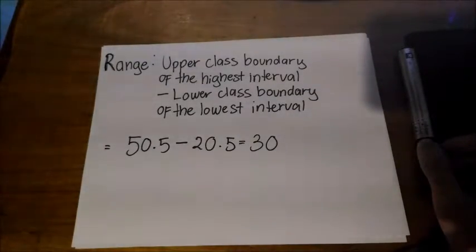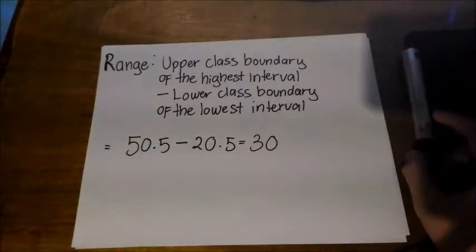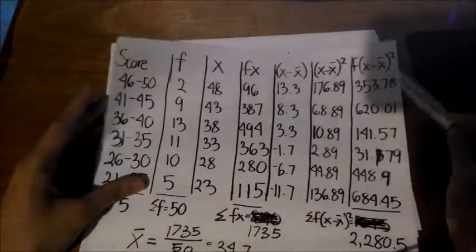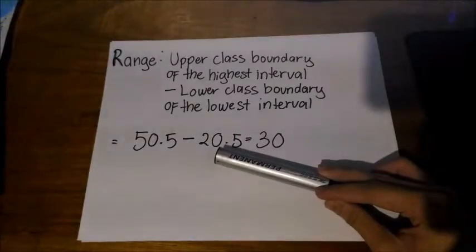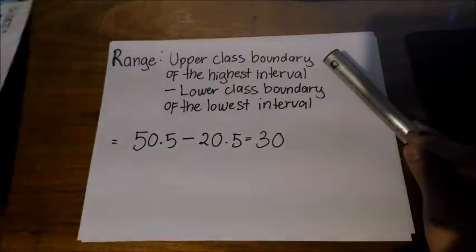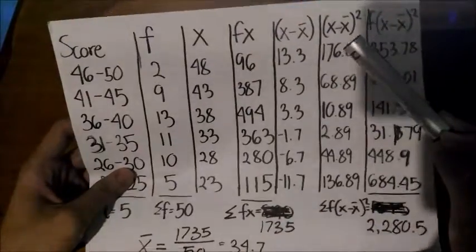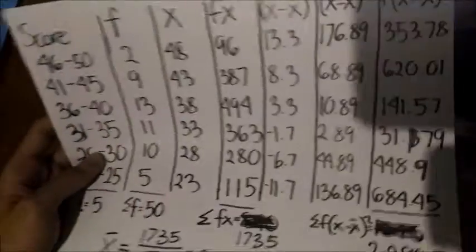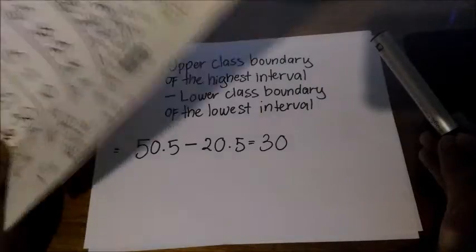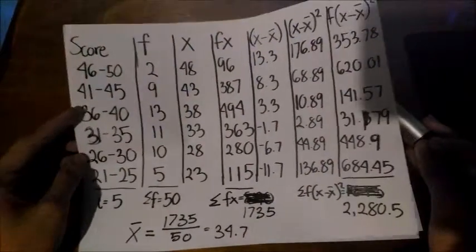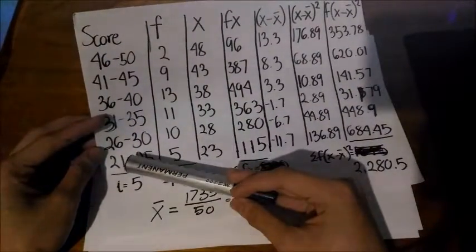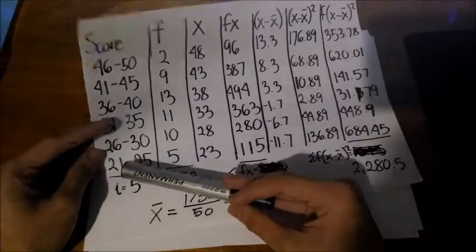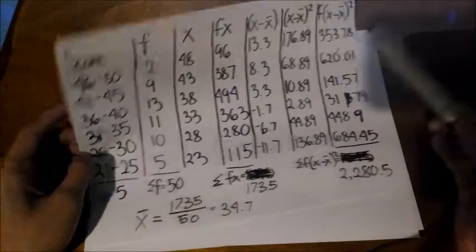The upper class boundary of the highest interval is 50.5. How did I get 50.5? For the upper class boundary, you add 0.5. For the lower class boundary, how did I get 20.5? For the lower class boundary, you just subtract 0.5. Here's our lower class boundary: 21 minus 0.5 is 20.5.